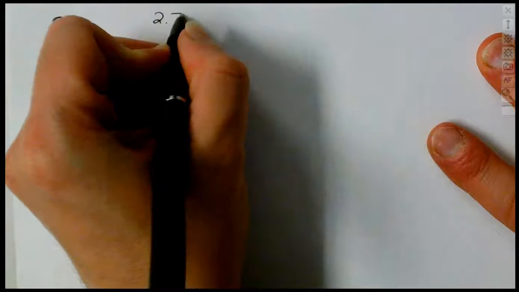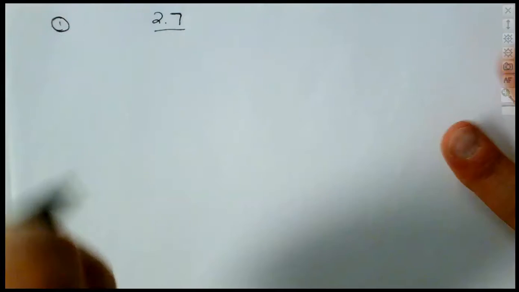2-7 is ratios and proportions. And so a lot of these, I'm not going to be solving them out completely. I am going to be setting them up. Some of them I'll solve out, but the majority of these, I am just going to set up the ratio and let you solve them out. And this is 2-7.